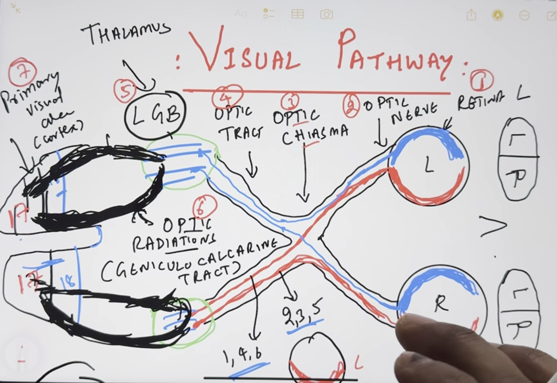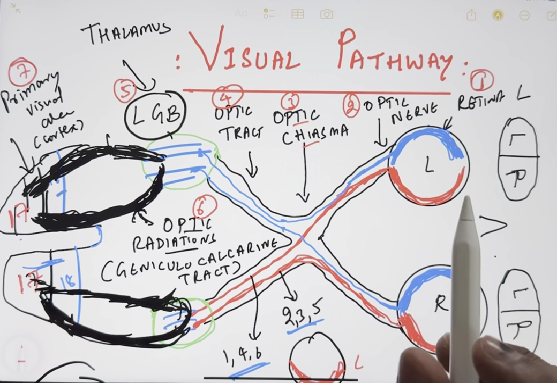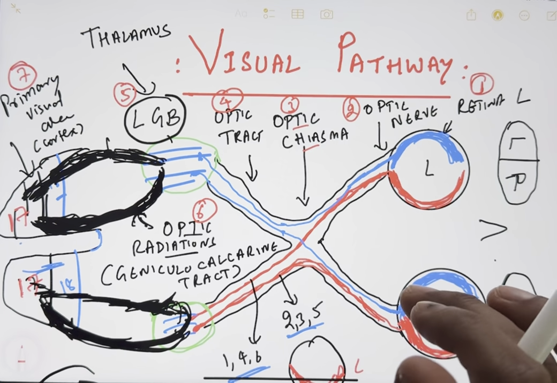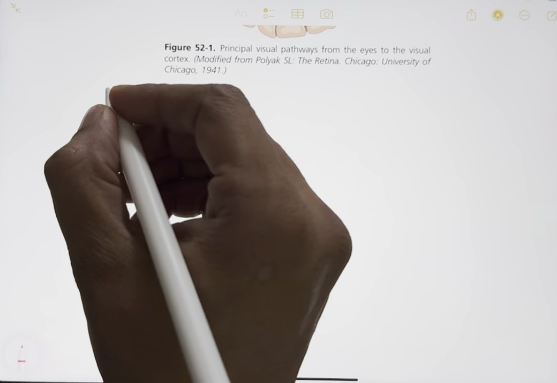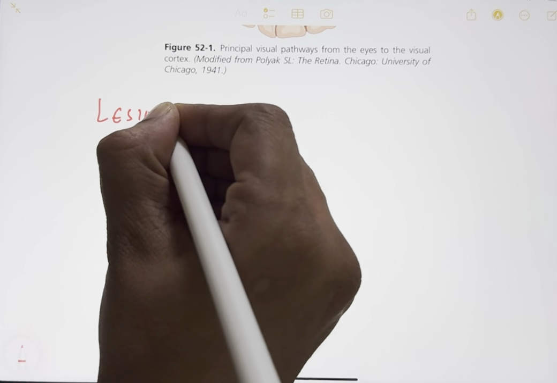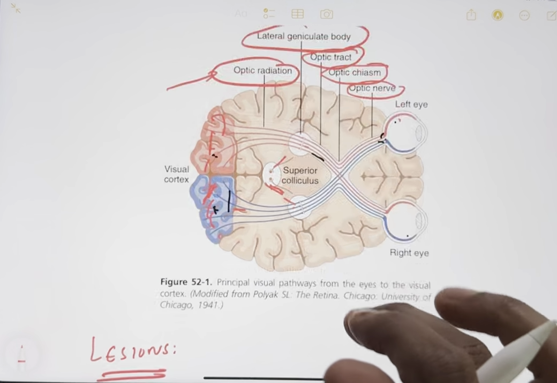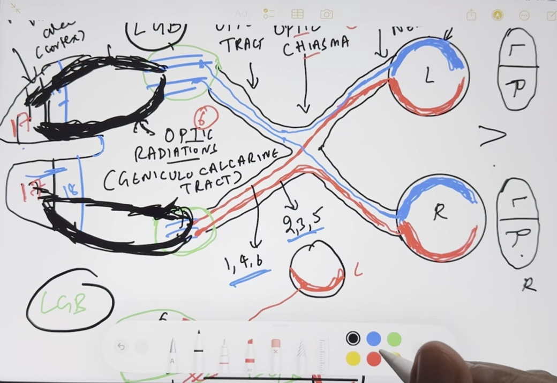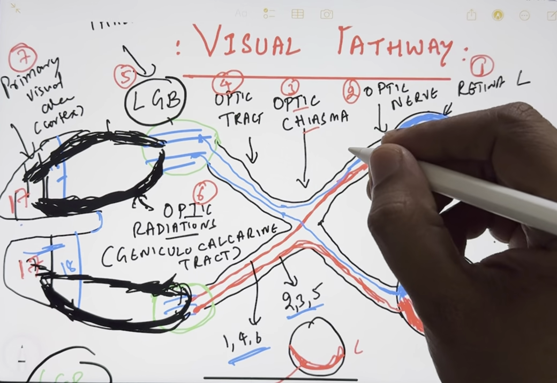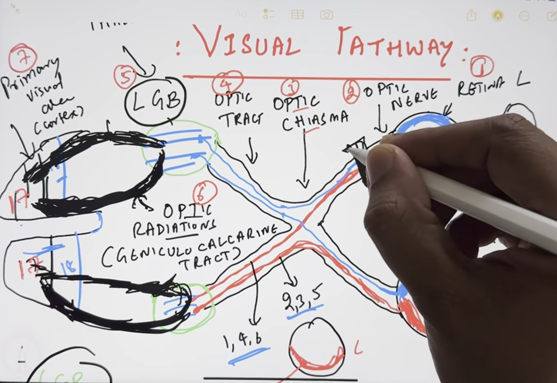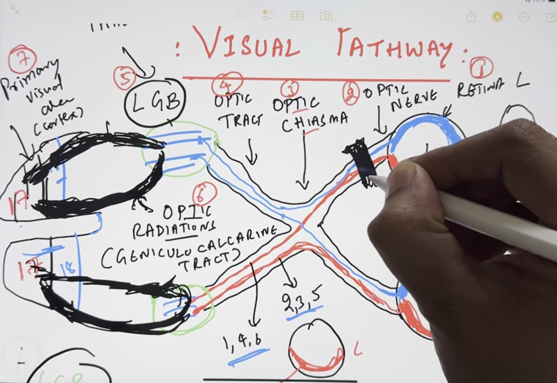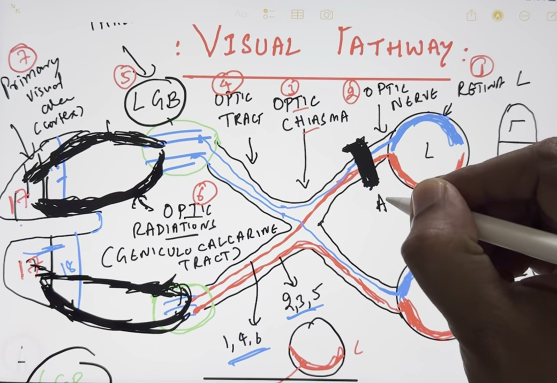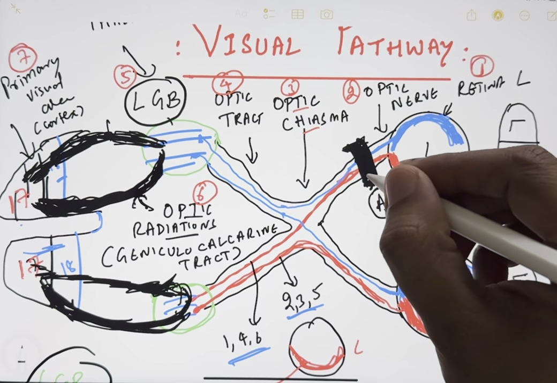Now, what happens if there is damage in the visual pathway system, any lesions? Lesions mean damage. If there is trauma or a lesion in the visual pathway, what will happen? Let us see one by one. First, just imagine on this left optic nerve there is damage or a lesion, it is cut or some disease or trauma, whatever it may be. This is known as lesion number A.